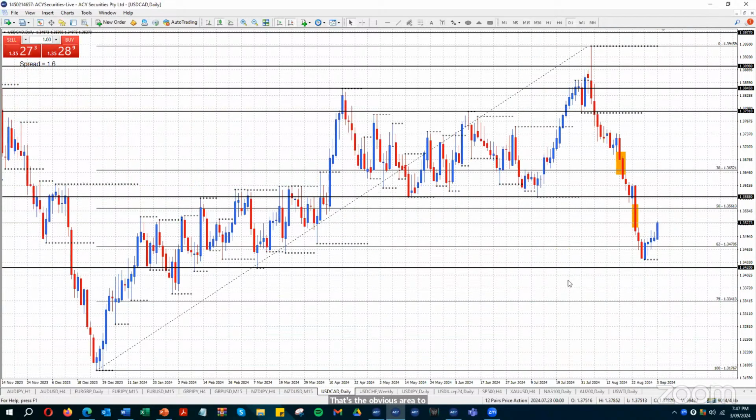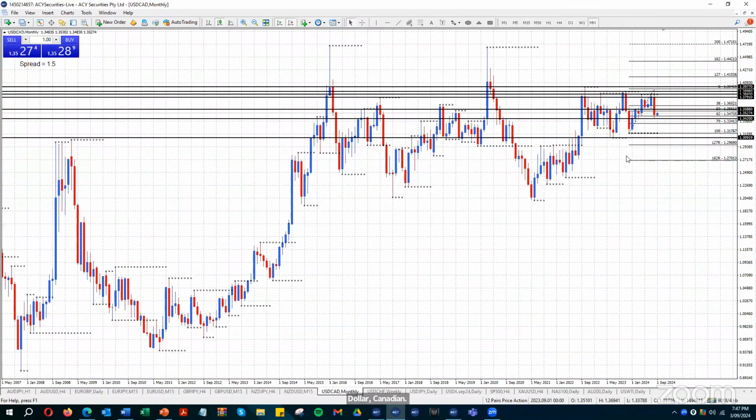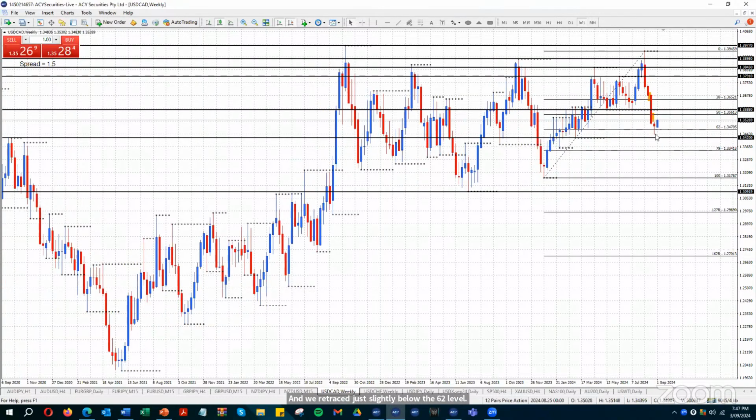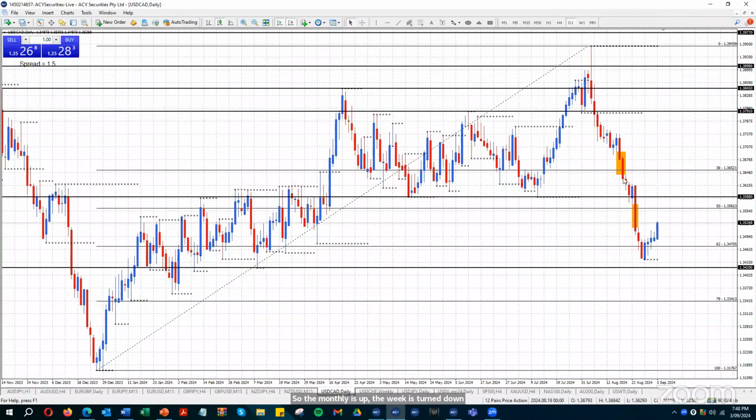Dollar Canadian. Now, from the monthly perspective, the trend is actually up. It has a higher top, even though we failed at the top to the left, and a higher bottom. And we retraced just slightly below the 62 level, back down to, or just short of, weekly support area down here at 134.20. And you'll see on the day chart in a moment as we move to the day chart. So the monthly's up, the weekly's turned down, and at the moment the daily's down. But a couple of imbalances here that have drawn in.